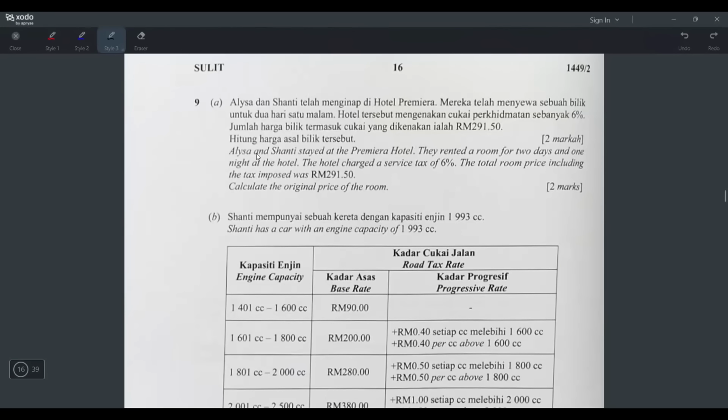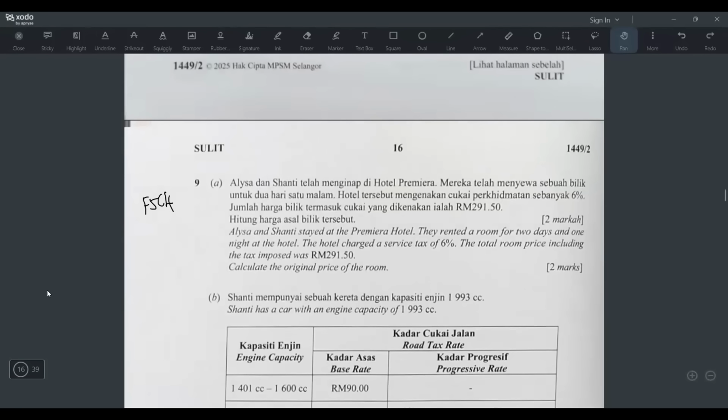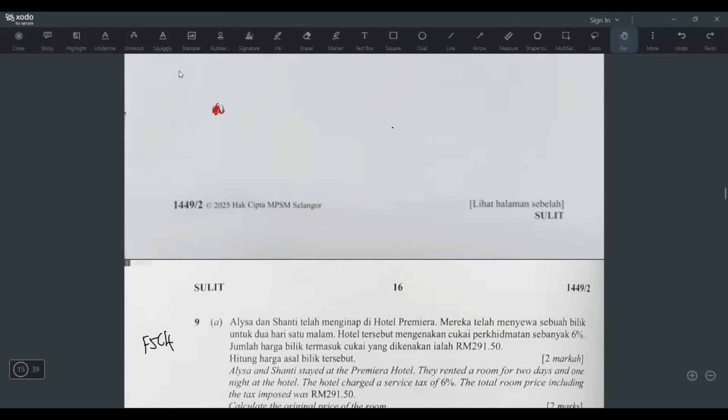So what chapter is this? Okay, I see service tax. All right, and then I see road tax. Okay, I think I know now. This is from Form 5, chapter 4, and it's under service tax for question A. All right, so I will do it up here for 9A. Okay, let's read the question.